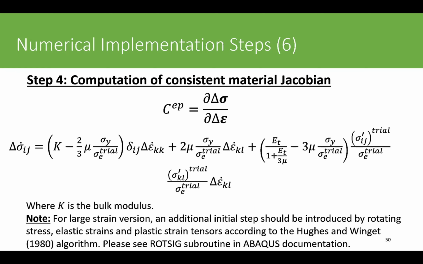Also remember, for the large strain version, an additional initial step should be introduced by rotating the stresses, elastic strains, and plastic strain tensors according to the Hughes and Winget algorithm. And for that, we don't need to do anything in Abaqus because Abaqus already has a subroutine which we can directly call, and this is called ROTSIG. So I'm going to use the same, so I'm not going to go into the details of what is really happening in the background when you have a large strain version, because in the large strain version, we work with the deformation gradients and not with the strain increments.